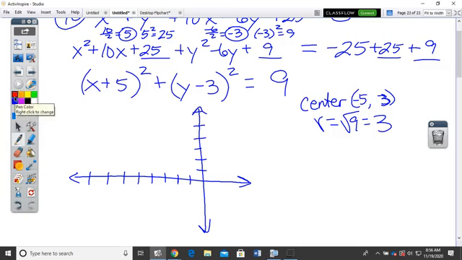All right. -5, 3. 1, 2, 3, 4, 5, up to 3, about right there. What is my radius? 3. So I go up, down, left, and right. 3.